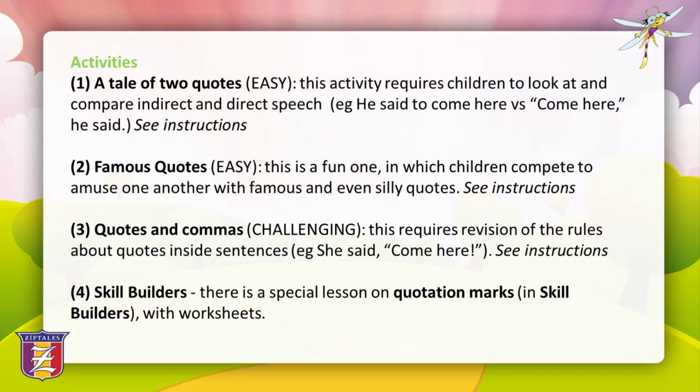Some activities. 1. A tale of two quotes. This activity requires children to look at and compare indirect and direct speech. For example, "He said to come here" versus "Come here," he said. 2. Famous quotes. This is a fun one in which children compete to amuse one another with famous and even silly quotes. 3. Quotes and commas.